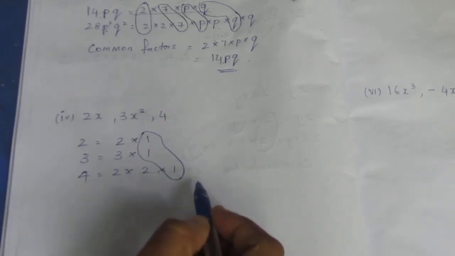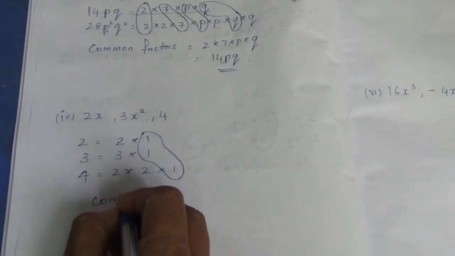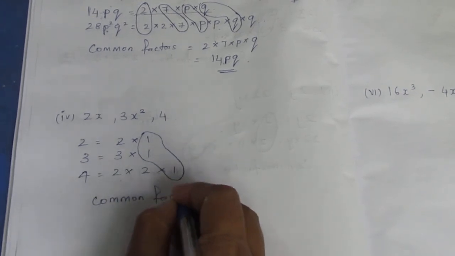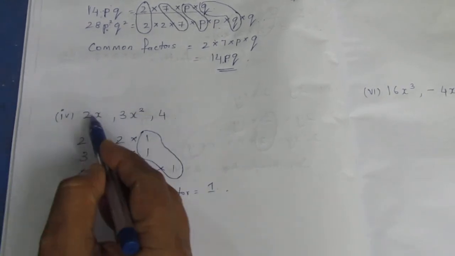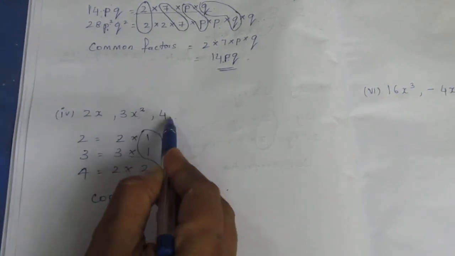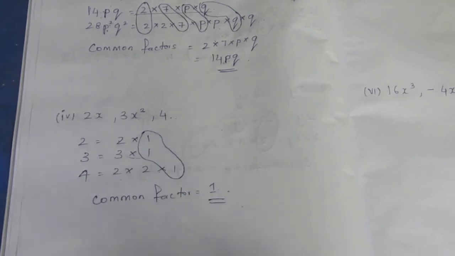If you have not written 1, don't worry. Just write the common factor will be 1. If there is no similar thing, write 1. Even if you have x here, there is no x here, so we can't write it here. So your common factor will be 1.